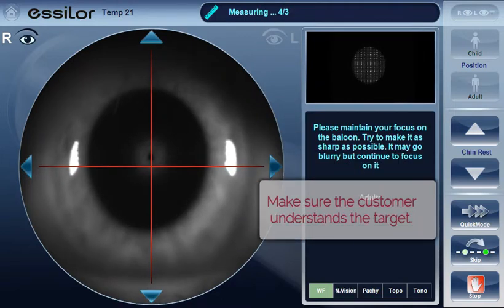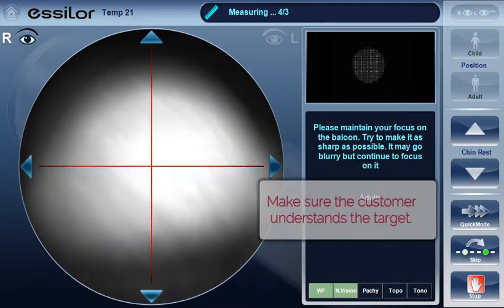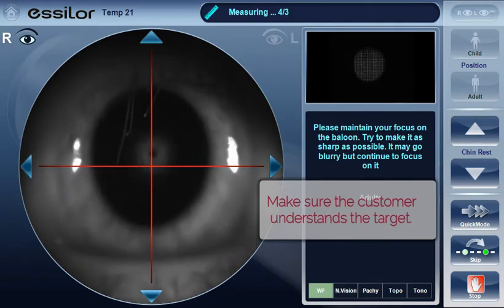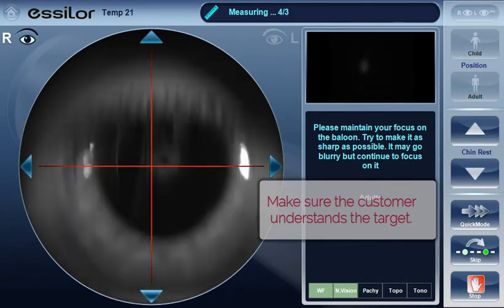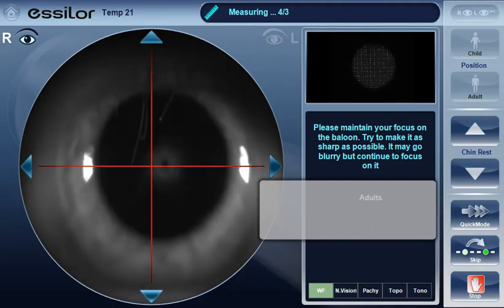Please maintain your focus on the balloon. Try to make it as sharp as possible. It may go blurry, which is normal, but make the effort to keep it as sharp as possible.